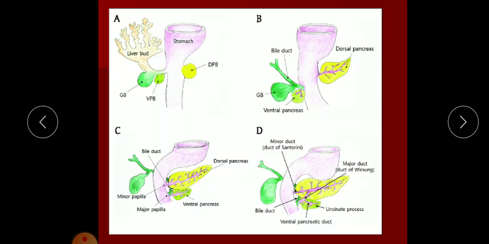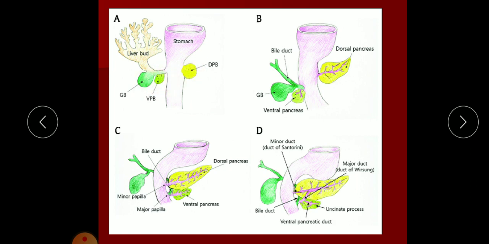So this is the foregut. This is the midgut. Actually, it is at the junction of the foregut and midgut that the pancreas develops. First, just above, this is the dorsal pancreatic bud and this is the ventral pancreatic bud.